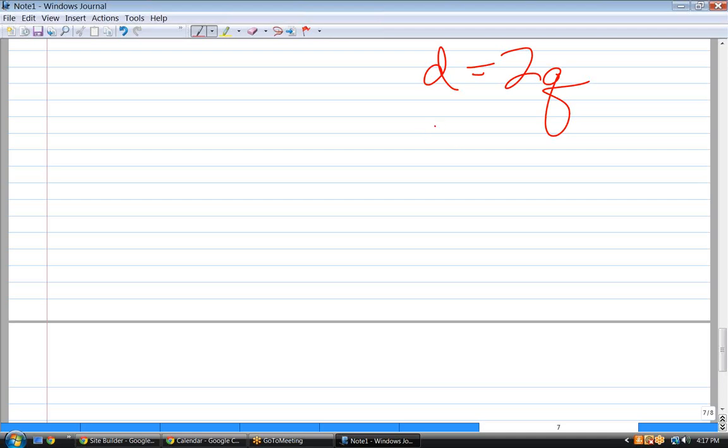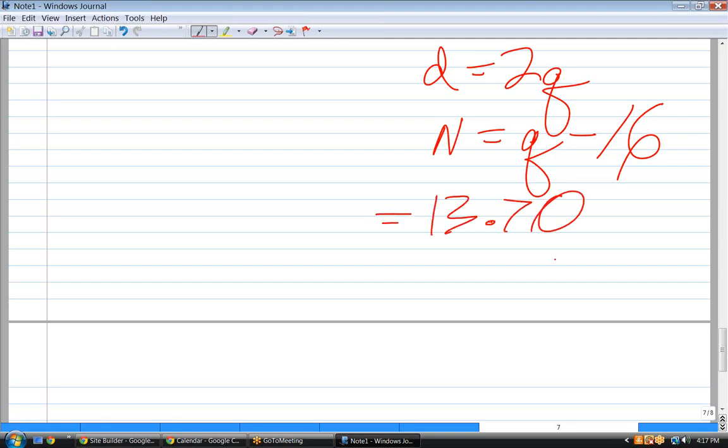What's the second statement? He has 16 fewer quarters than nickels. So nickels are 16 fewer than quarters, right? Which means if he had 20 quarters, he would have 4 nickels. Now the third thing, how much money does he have? $13.70.